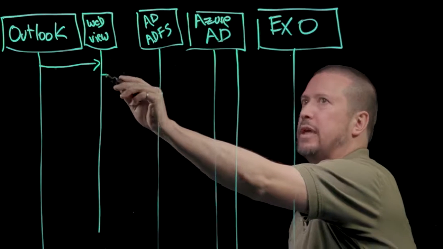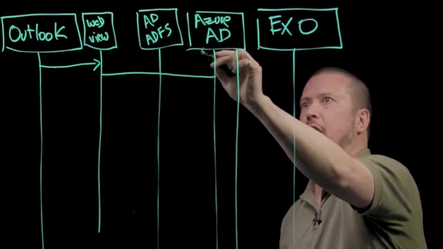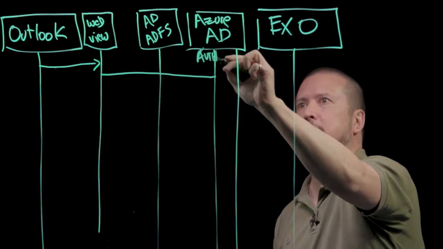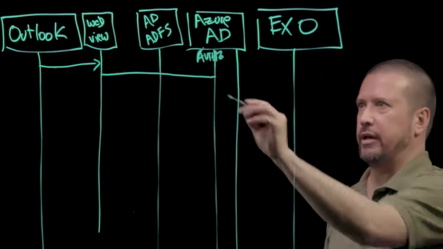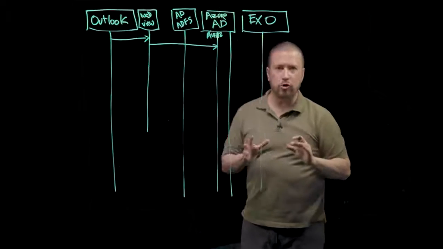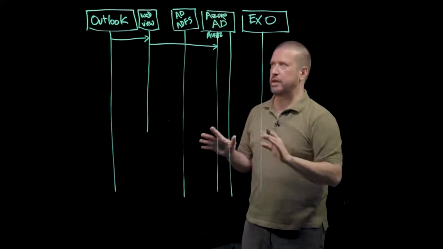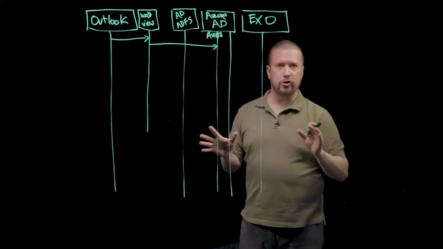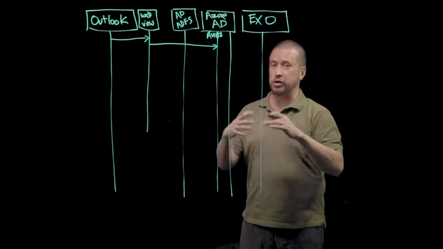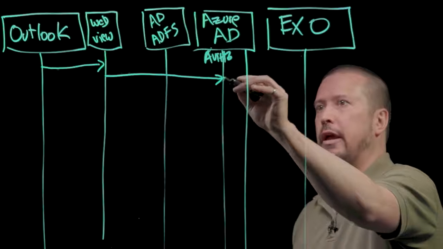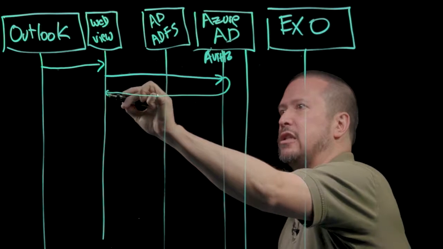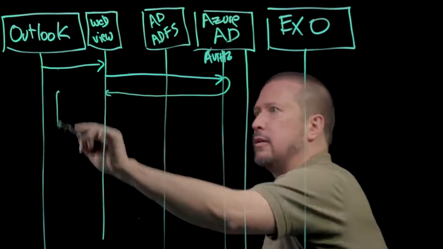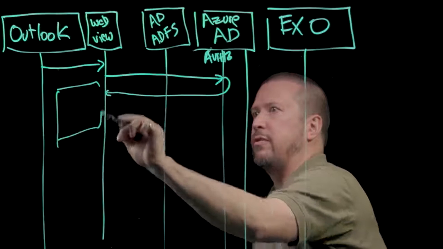So that is going to be a navigation to what's called the authorization endpoint of Azure Active Directory. And there's no cookie in the web view, so there's no session that has been previously established. Azure AD doesn't know who the user is, so it's going to display the sign-in page to the user. And then that's what comes back and gets displayed in the web view.